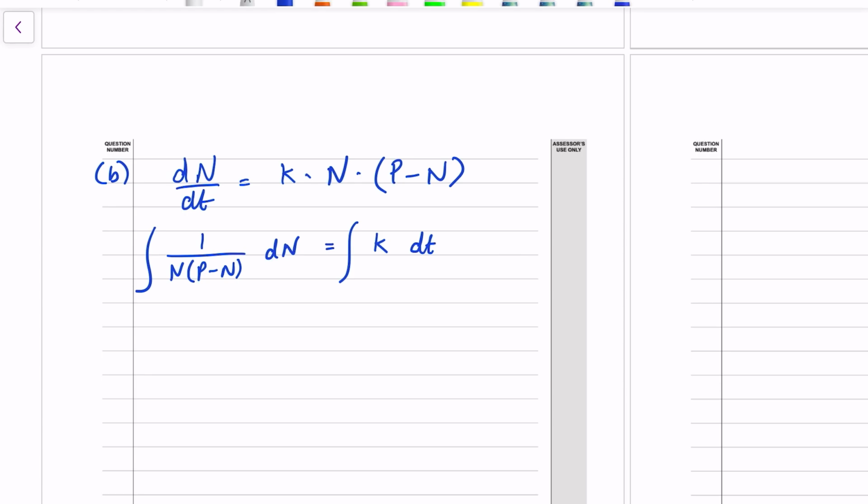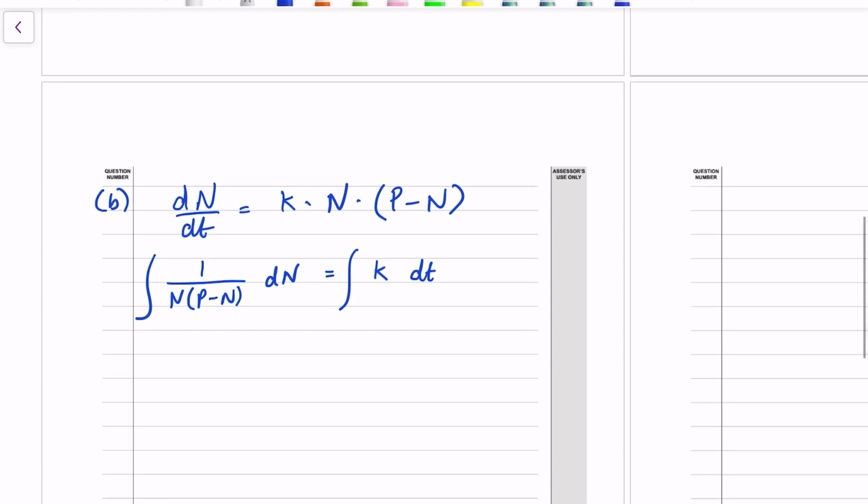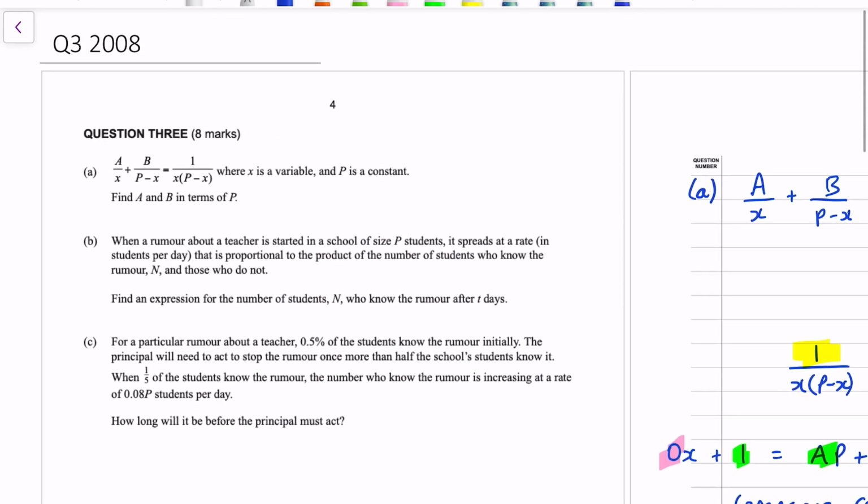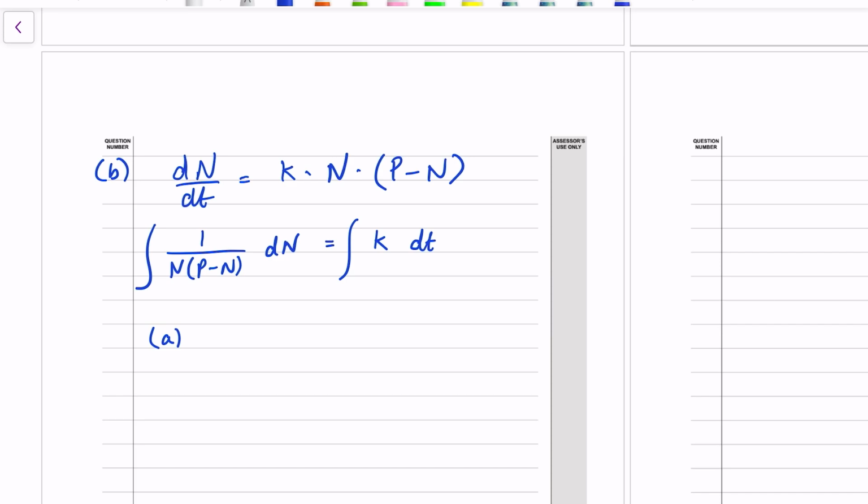That's where this part A hint is helpful, because we've already seen this 1 over x times P minus x term. We're just using n rather than x. Part A, 1 over x times P minus x is equal to 1 over P all over x plus 1 over P minus x. Remember, a and b were 1 over P. That looks a bit messy, to be honest, with fractions over fractions.